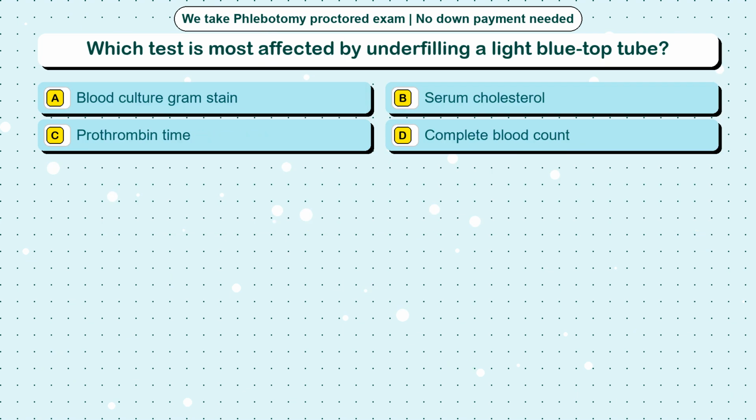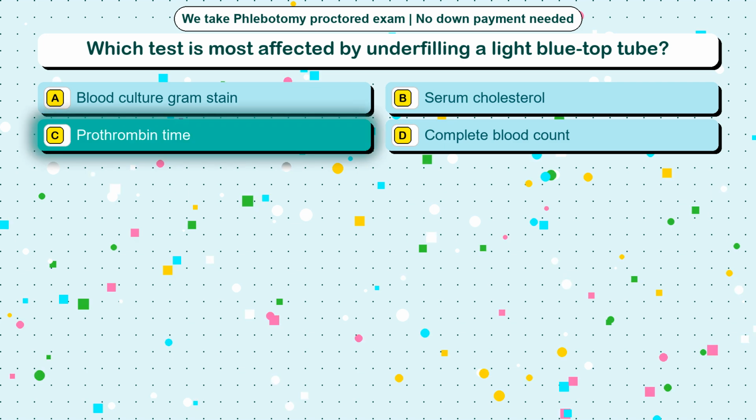Question 32. Which test is most affected by underfilling a light blue top tube? Option A, blood culture gram stain. Option B, serum cholesterol. Option C, prothrombin time. Option D, complete blood count. The correct answer is option C, prothrombin time.